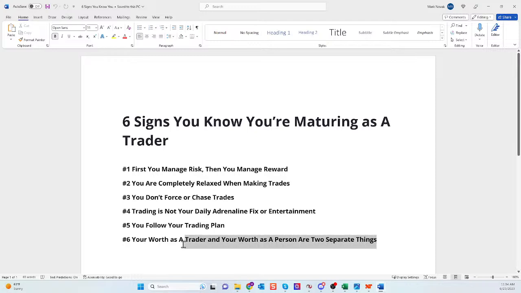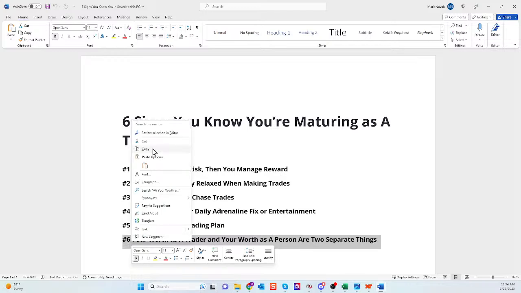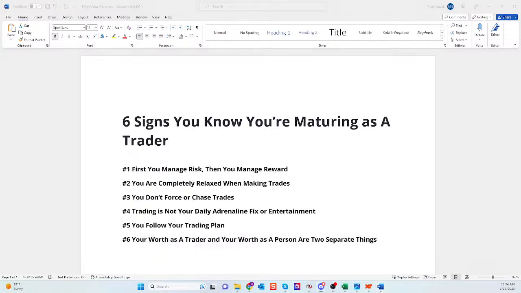And then, guys, this is one of the biggest things that I like to add. And this one's a little touchy-feely. I get a little hippie. I am in the Pacific Northwest. Your worth as a trader and your worth as a person are two separate things, guys. You have to allow yourself a little bit of grace. You have to be okay with making decisions that aren't the right decisions.